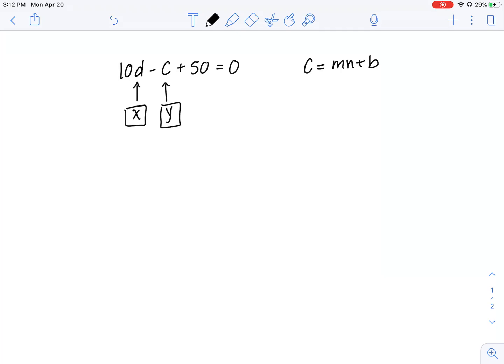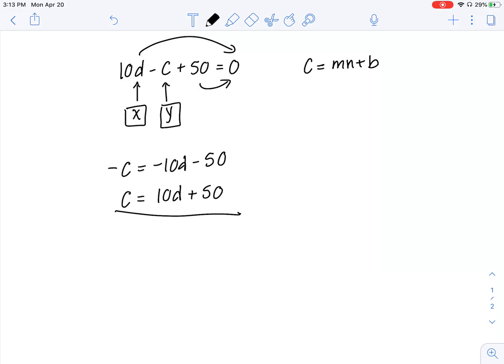So let's start isolating for c. Let's move all the other components onto the other side of the equation. That's going to give us minus c equals minus 10d minus 50, and divide both sides by -1 to give us c equals 10d plus 50. That's our equation in y equals mx plus b form.